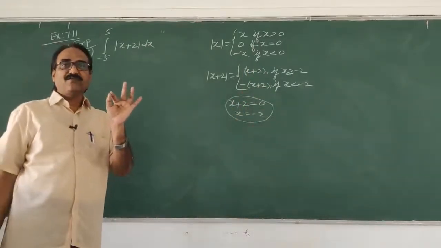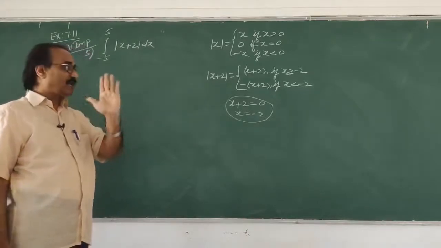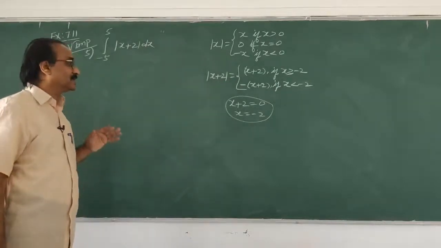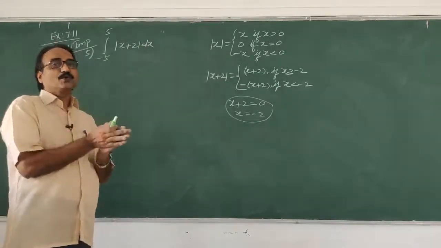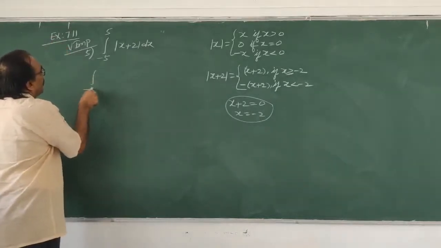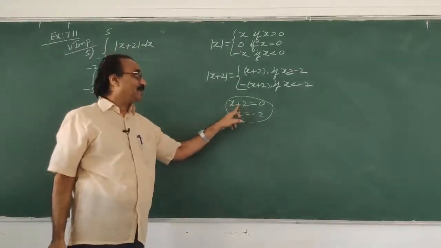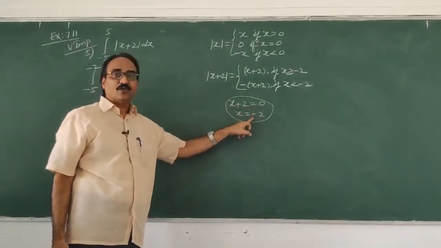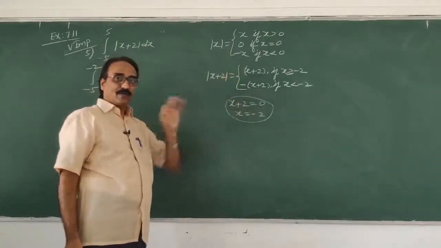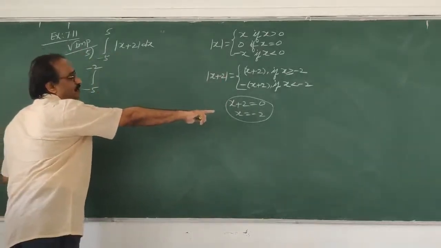Okay, the given function at x equal to minus 2 will be 0. Therefore, above 0 one part, below 0 one part. That is, it is divided at minus 2. Therefore, the given problem can be written as minus 5 to minus 2, because here minus 2 is there. Suppose x minus 2 is given, what is there? x is equal to 2. You will write 2, above 2 and below 2. Understood? Okay. So x plus 2 equal to 0 means x is equal to minus 2.